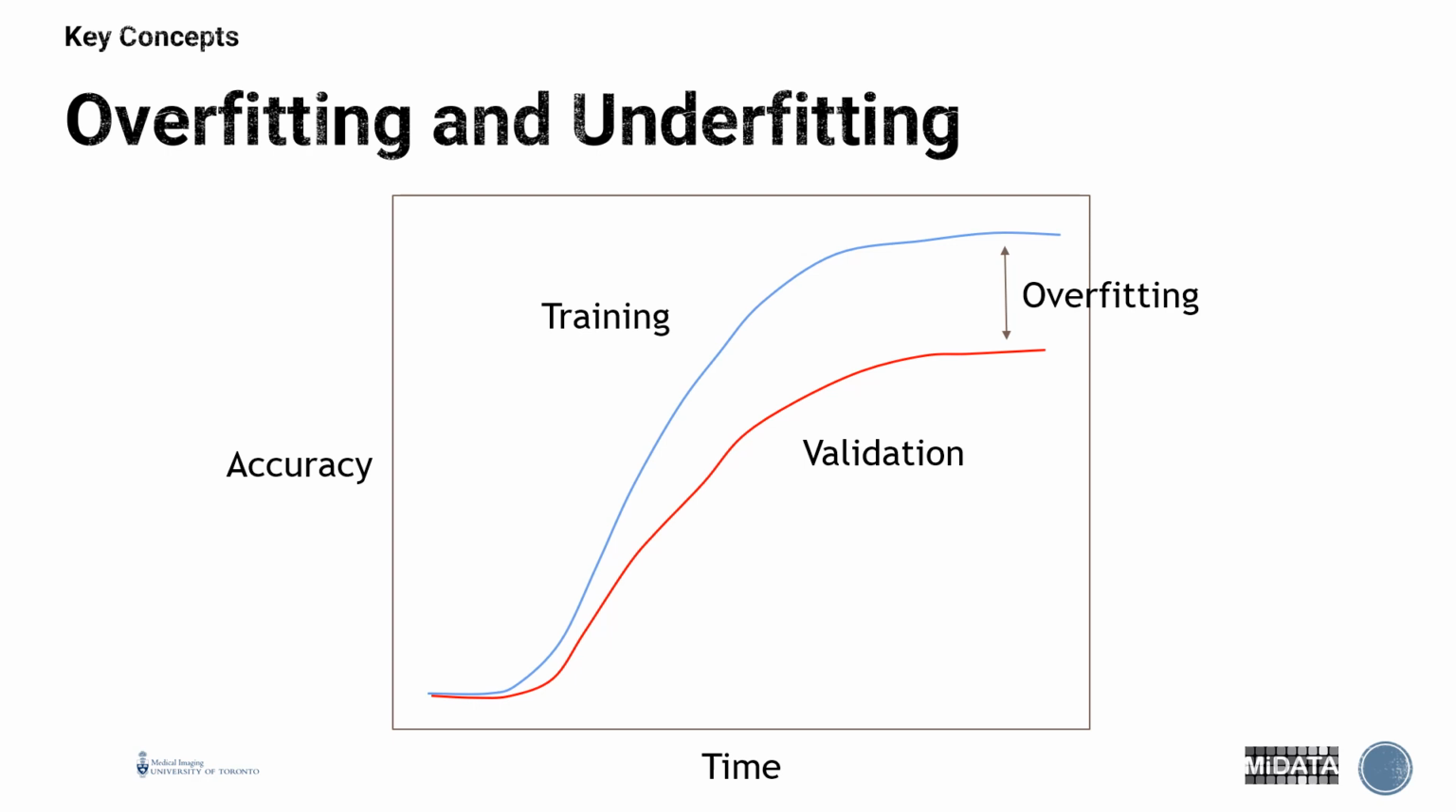And what the difference between the red and the blue line represents is overfitting. Meaning if the 2 lines are distant from each other, then that represents some overfitting. If the 2 lines were superimposed, then you would have no overfitting. And that's where you can assess whether or not your model is overfit.